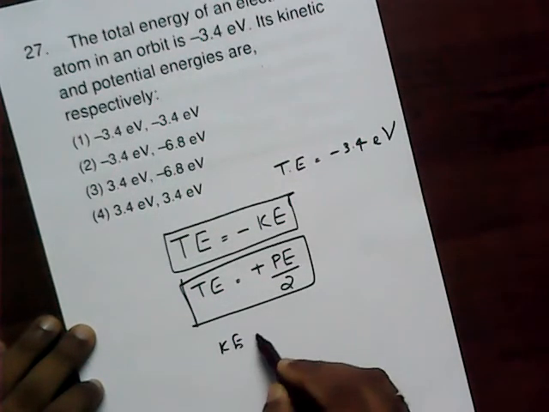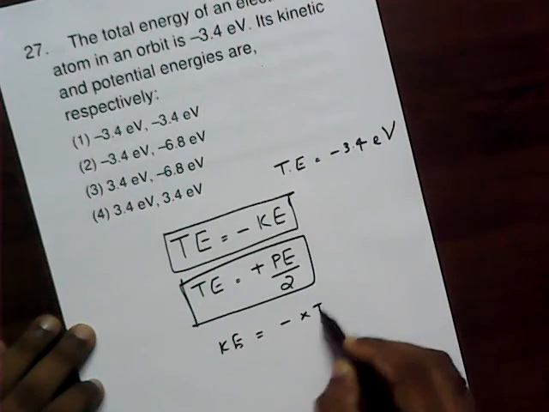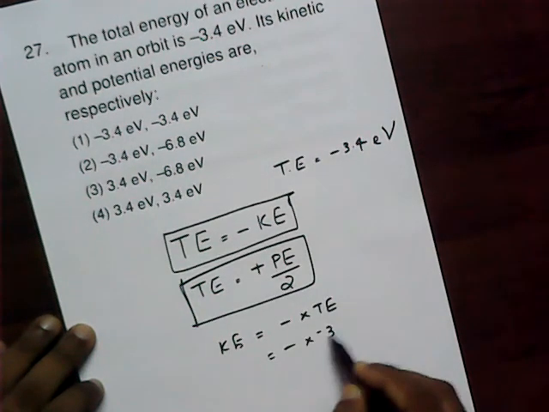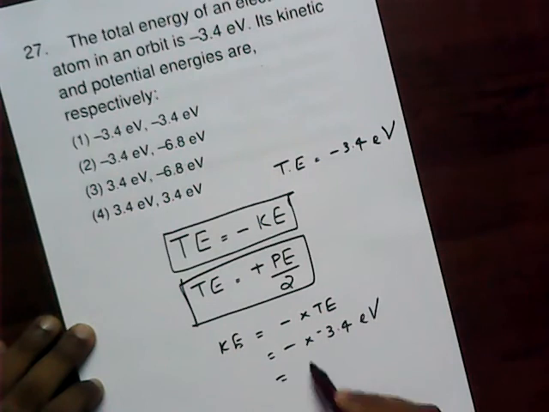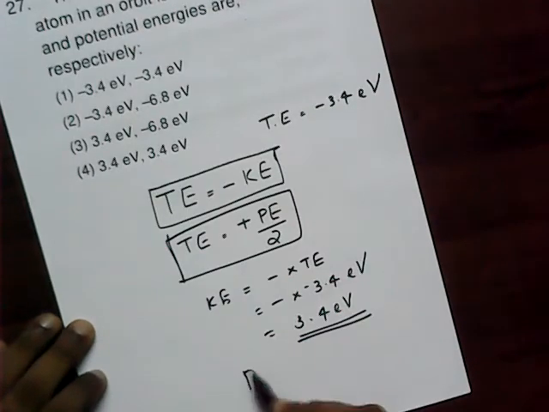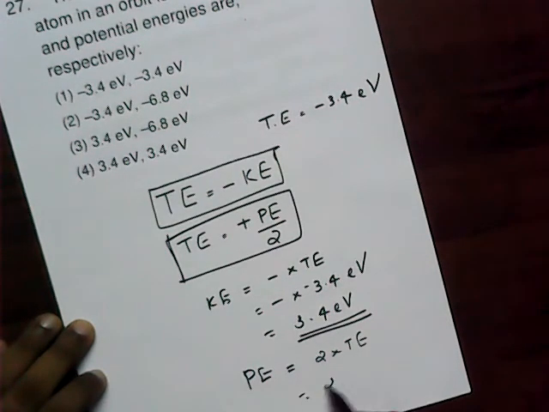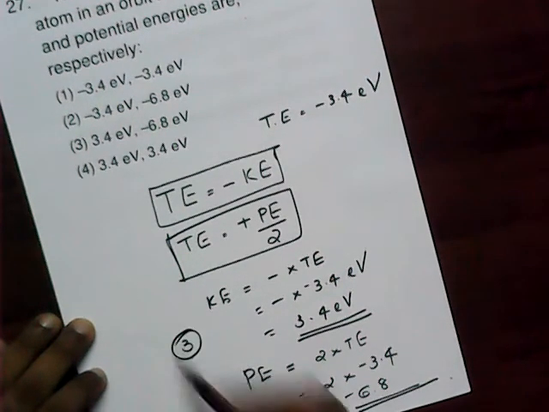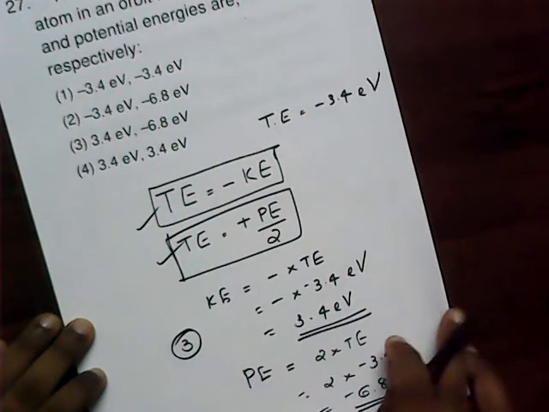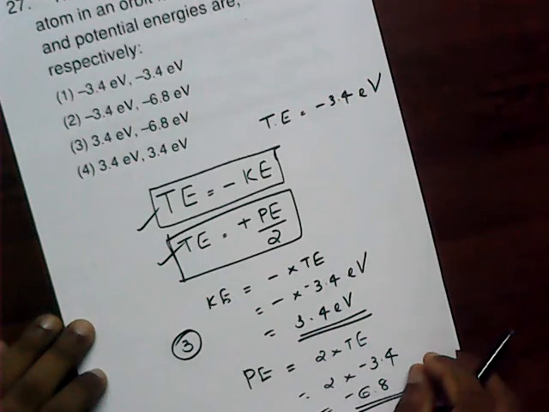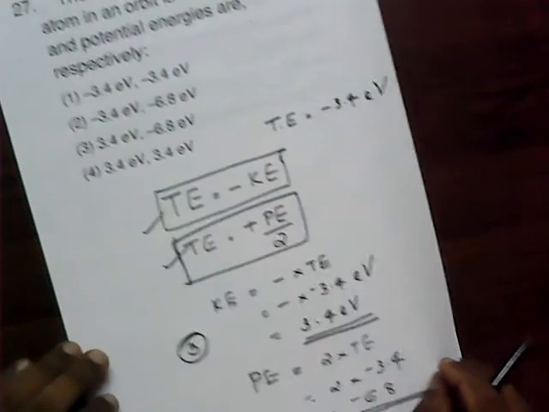So the kinetic energy, take the value as minus the total energy. So minus into minus 3.4 electron volt, so we get the value 3.4 electron volt. And the potential energy is nothing but 2 times the total energy. So 2 into minus 3.4 equals 6.8 with a negative sign. And hence we can code the answer as 3. So this relation is very important, the basic concepts, even applicable for our satellites motion, etc.